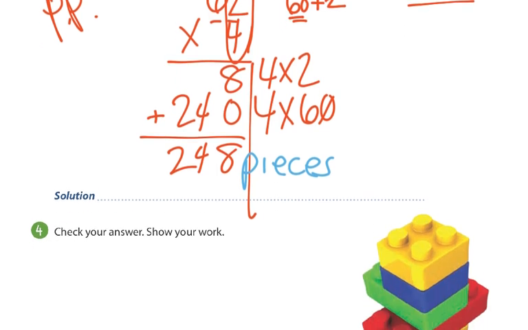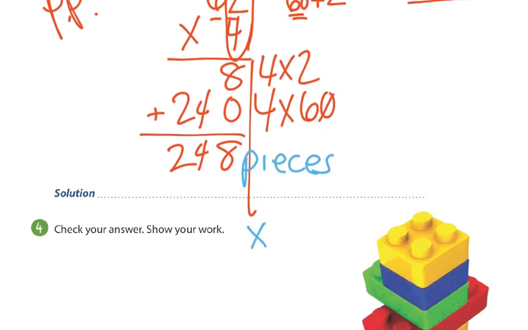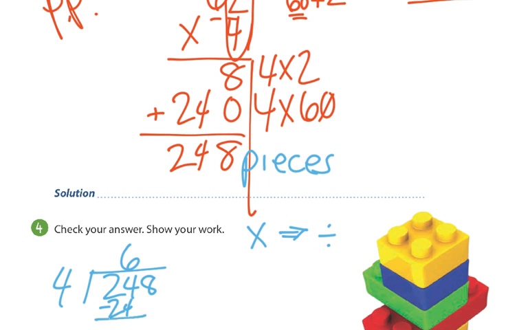Okay, we're going to check our work. So if I multiply it up above, I need to do the opposite, which is to divide. I'm going to take my answer, and I am going to divide it by 4. 2 times 2, 4 goes into 24 6 times. 6 times 4 is 24. That equals 0.